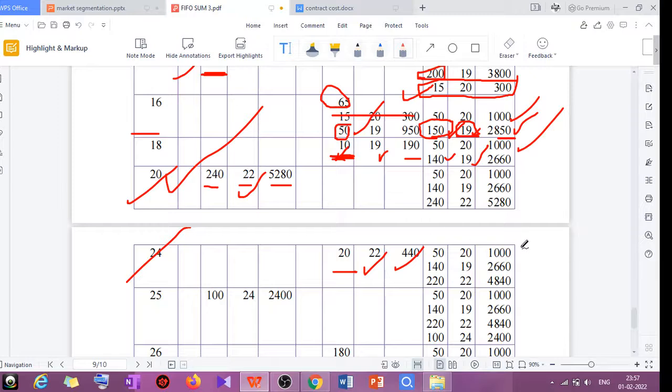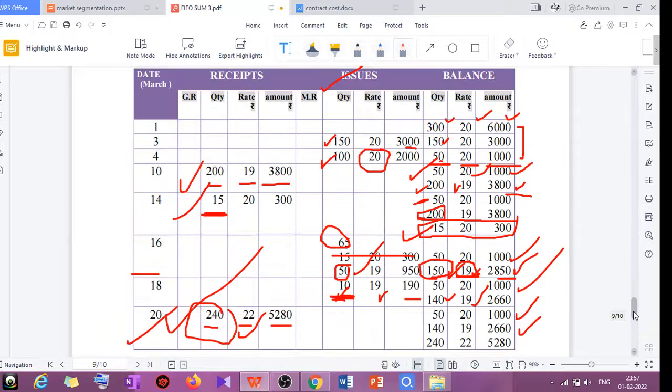So when you write the remaining, this is same, right? Second one is same. What about the last one? From 240 we have returned 20. Remained is how much? 240 minus 20 will be 220. Got it? The rate is 22. It will be 220 into 22 will be 4840. I hope it is clear to you till here, right?